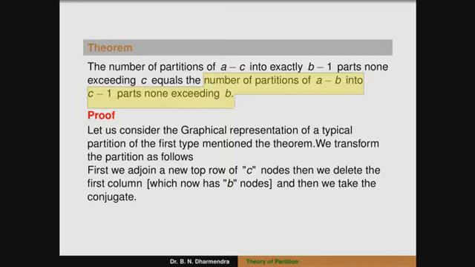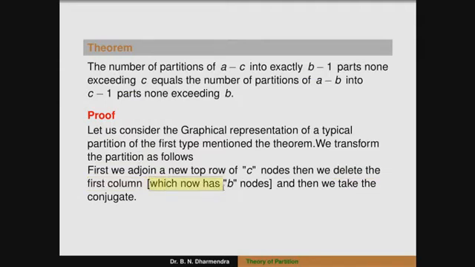Okay, what you have to do is, once again we will explain the terms. First we can take the number of parts of the partition of A minus C into exactly B minus 1 parts, none exceeding C. So this is the first one when I have to take in terms of a Ferrers diagram, and also we have to adjoin. The next step is when we adjoin a new top row of C nodes. Then on that step we can delete the first column.